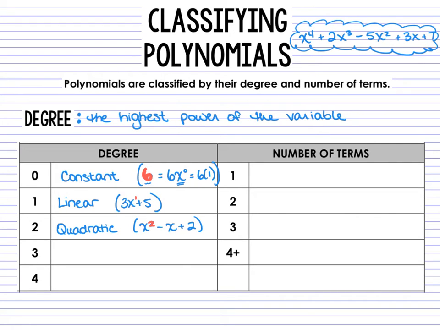A degree of 3 is going to give us a cubic polynomial. So again, x cubed plus 2x plus 7. This has the highest degree, the highest exponent we have is the 3, which makes this a cubic function.